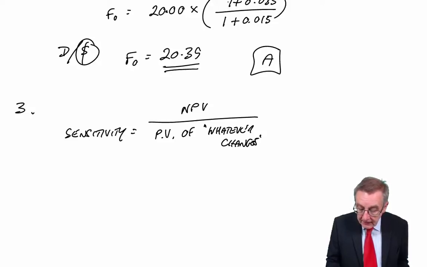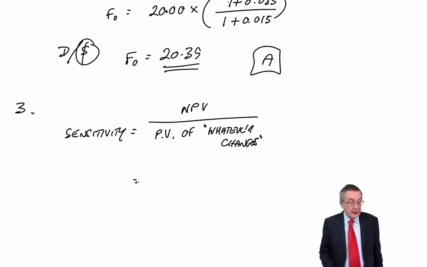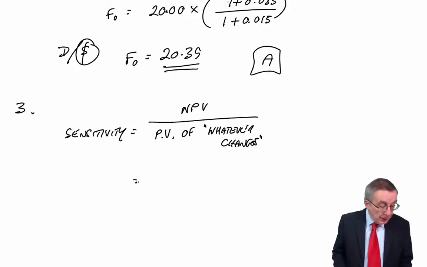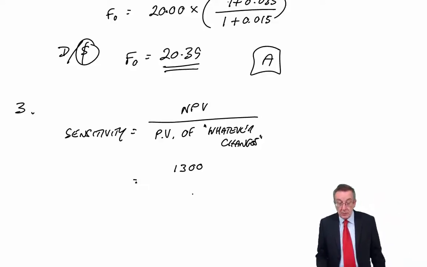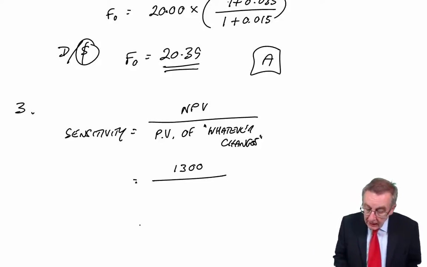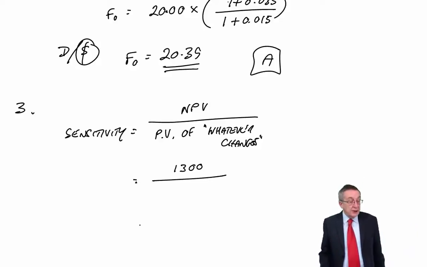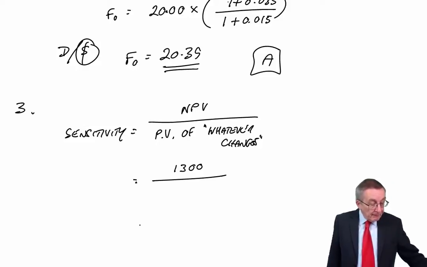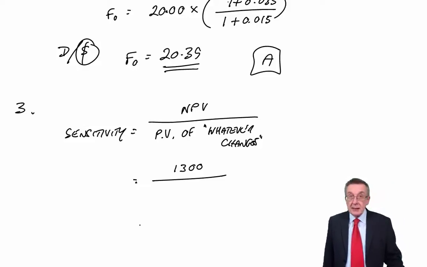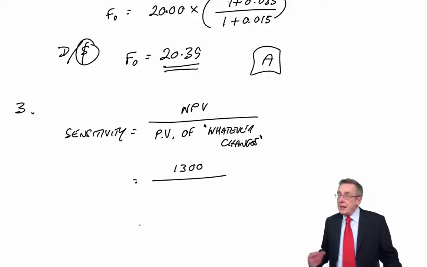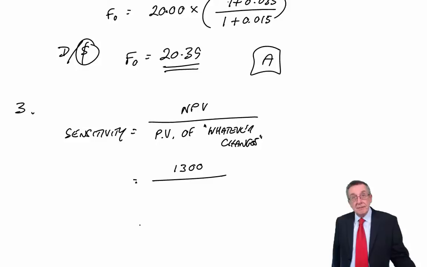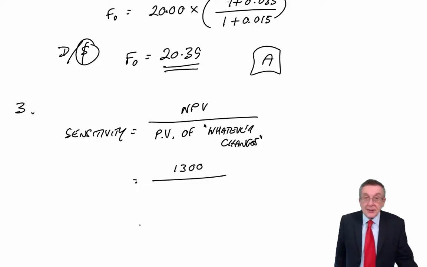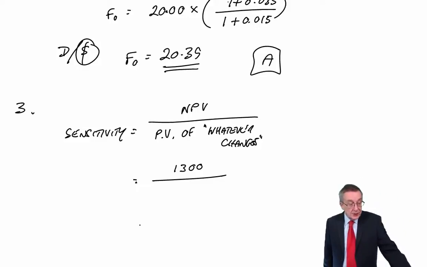And to explain what I mean by that, well, the NPV of the project, that's no problem. In this question, it's 1,300. Actually, everything's in thousands, but no problem there. But it's over the present value of whatever changes. Well, we're asked for the sensitivity to the change in sales volume. If the sales volume changes, the sales revenue will change. Equally, the variable costs will change.